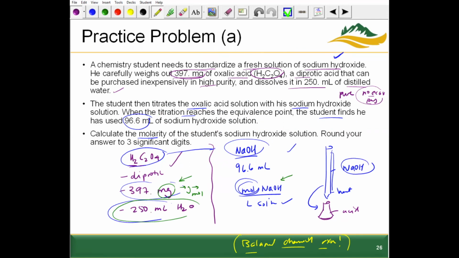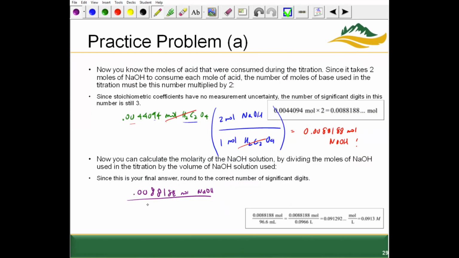So we just need this volume here of our sodium hydroxide. So, right, we just want the concentration of this amount in our burette. We have the moles of sodium hydroxide that were needed to neutralize this acid. It took how many milliliters of a solution of sodium hydroxide to do so? It took 96.6 mL of our sodium hydroxide solution. So this gets divided by 96.6 mL.